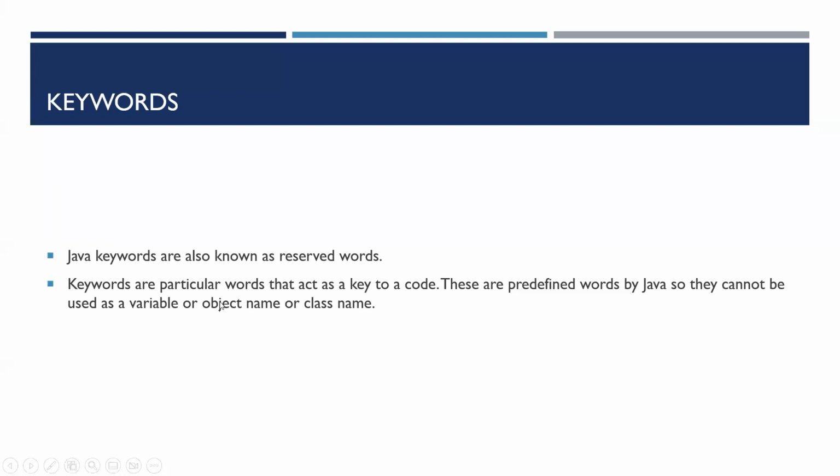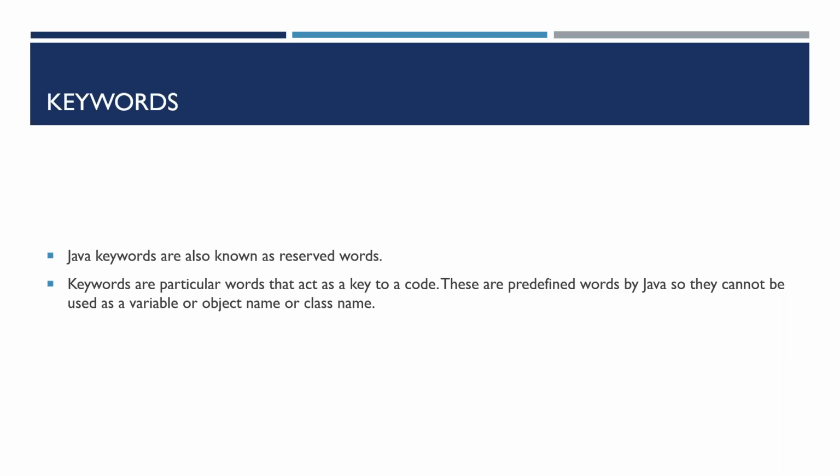So keywords are particular words that act as a key to the code. Meaning, let's say you take something called int. So int means we are telling Java that I'm assigning a variable to you of type int. So this variable will hold integer data type. So int is called a keyword.